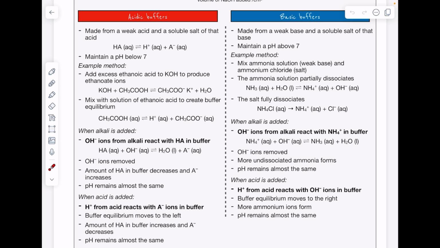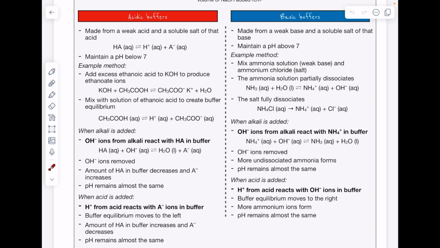So starting with acidic buffers, they're made from a weak acid, remember this partially dissociates, and a soluble salt of that acid. And if you think about it, it makes sense because the weak acid will react with any base you add, and the soluble salt will react with any acid you add. So here's your general equation. Your weak acid sets up in an equilibrium where it releases H+ ions and A- ions. The acidic buffer will maintain a pH of below 7.